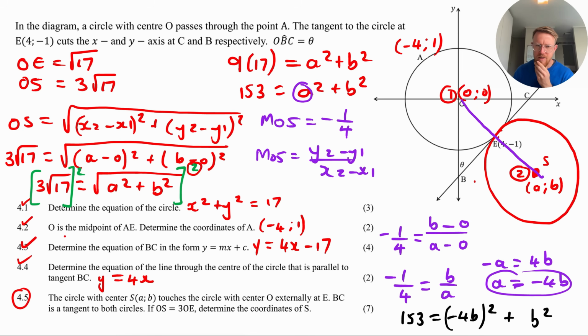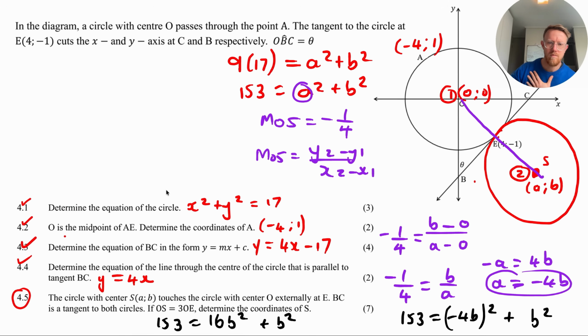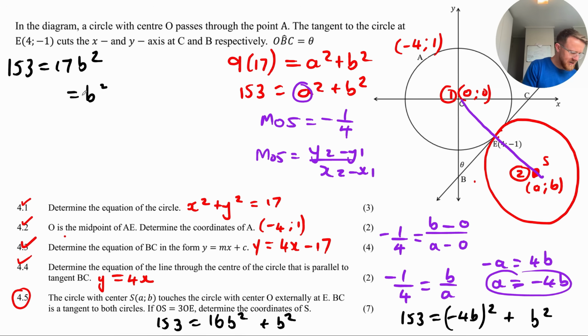Okay, now we're just going to go solve for b, so we could say 153 equals 16b squared plus b squared. And so you're going to end up with 153 equals 17b squared. Divide both sides by 17. Oh, beautiful. So we got 9, and then b would be the square root of 9, which was plus and minus 3.